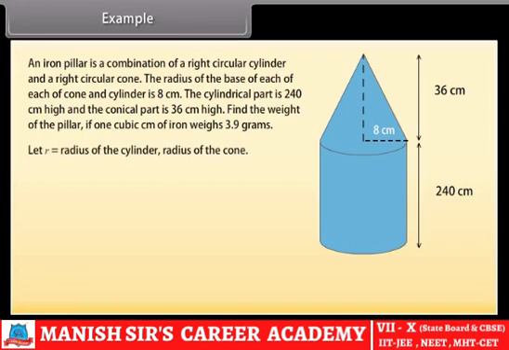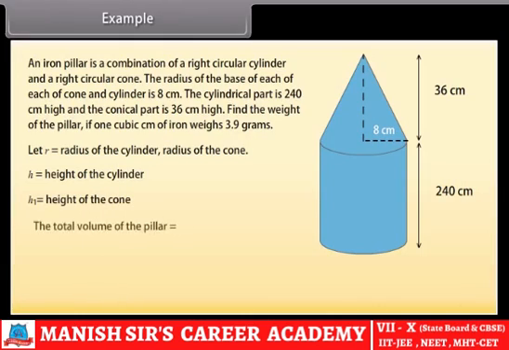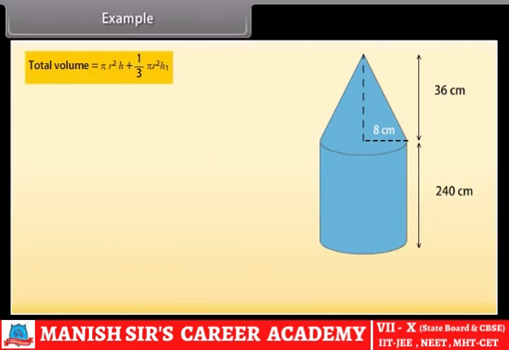Solution. Let R be the radius of the cylinder and the cone, H the height of the cylinder, and H1 the height of the cone. We know that the total volume of the pillar is equal to the volume of the cylinder plus the volume of the cone. Therefore, total volume is equal to pi r square H plus 1 by 3 pi r square H1.